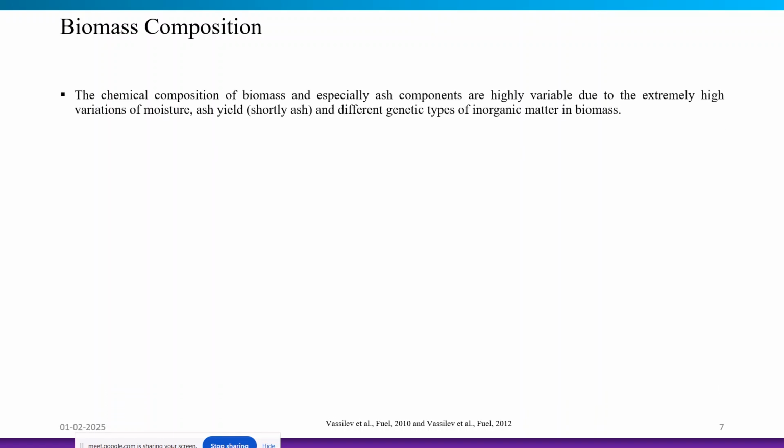Continuing our discussion on the biomass composition, the chemical composition of the biomass, especially when we are talking about ash components, is highly variable due to extremely high variation.